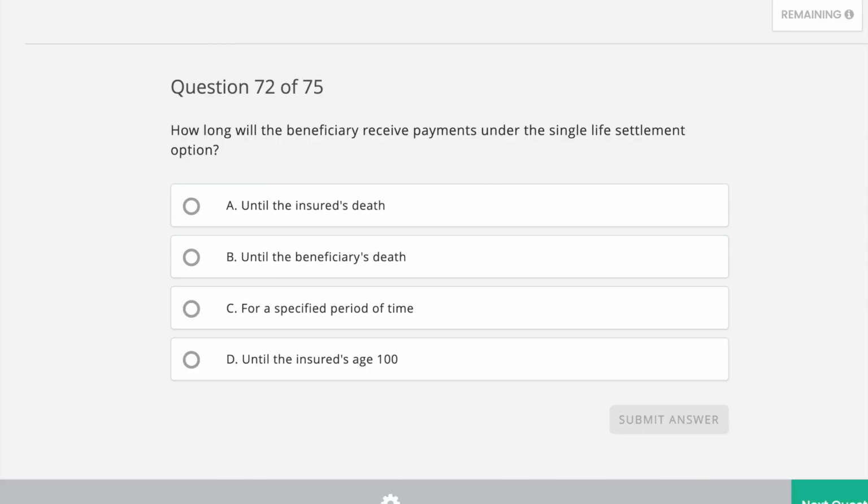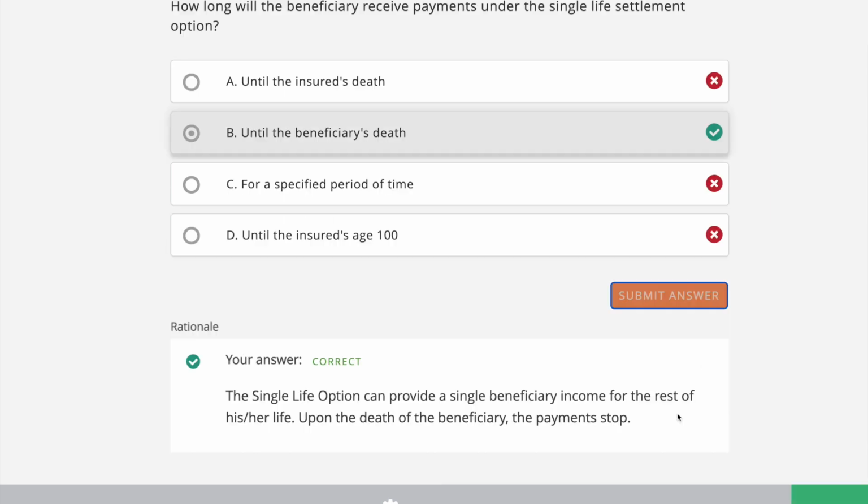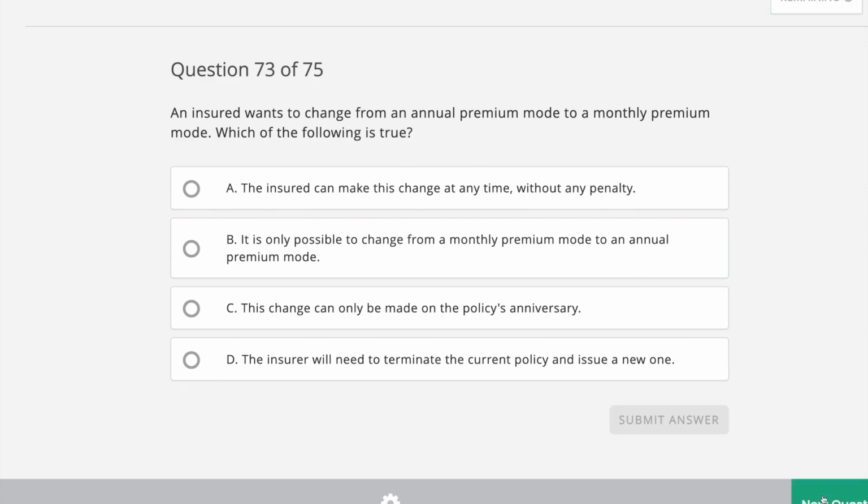How are we doing? 115. How long will the beneficiary receive payments under a single life settlement option? Single life, that's life only. That's pure life. That's forever. Until the beneficiary dies. There it is. You see that? So if you know how it works, then you can just find the mechanics in one of the answers and bam, you're going to get it right.